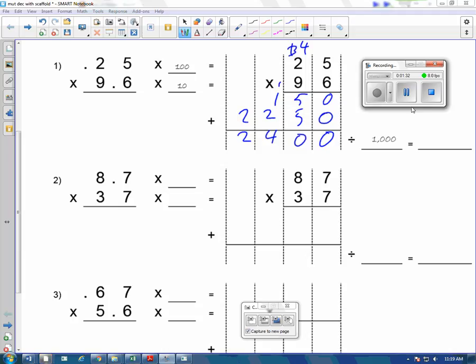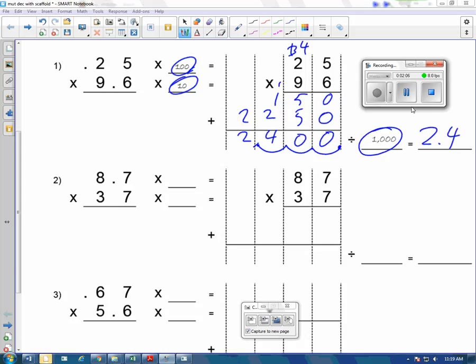Now that obviously doesn't make any sense, right? 25 hundredths times 9 and 6 tenths is going to be a lot less than 2,400, right? But remember, I multiplied one of the factors by 100, and I multiplied the other factor by 10. So to get back to my real answer, I need to divide by 1,000. So I'm going to take this, and how many places am I going to move that decimal over? Everybody? 1, 2, 3. And so my real answer is 2 and 4 tenths.